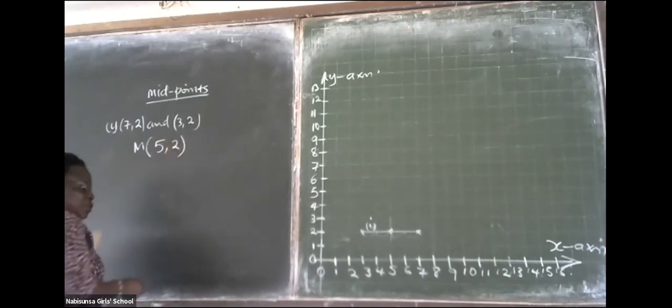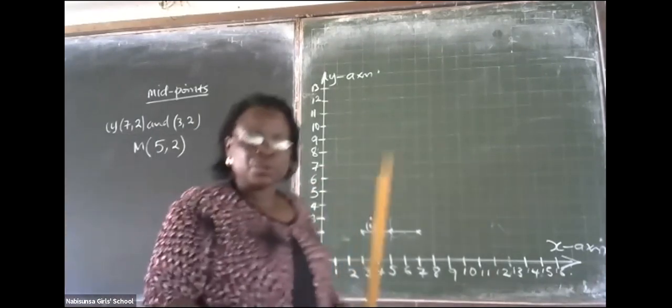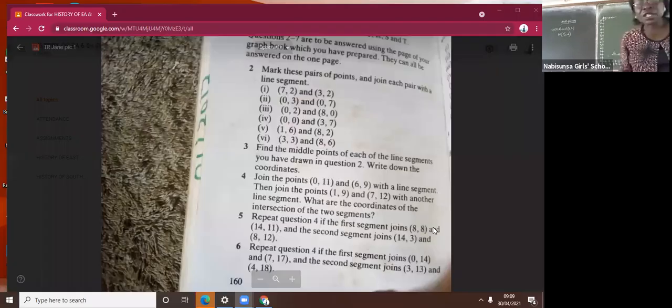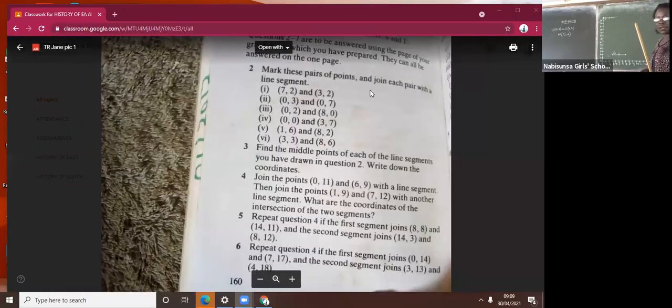Thank you very much. Then Roman 2, we are having the coordinates of the points 0, 3 and 0, 7.